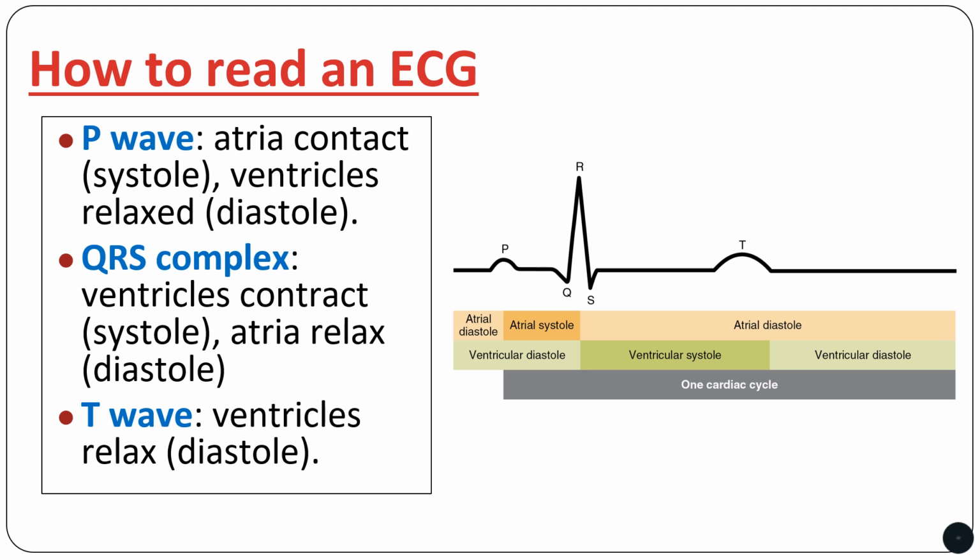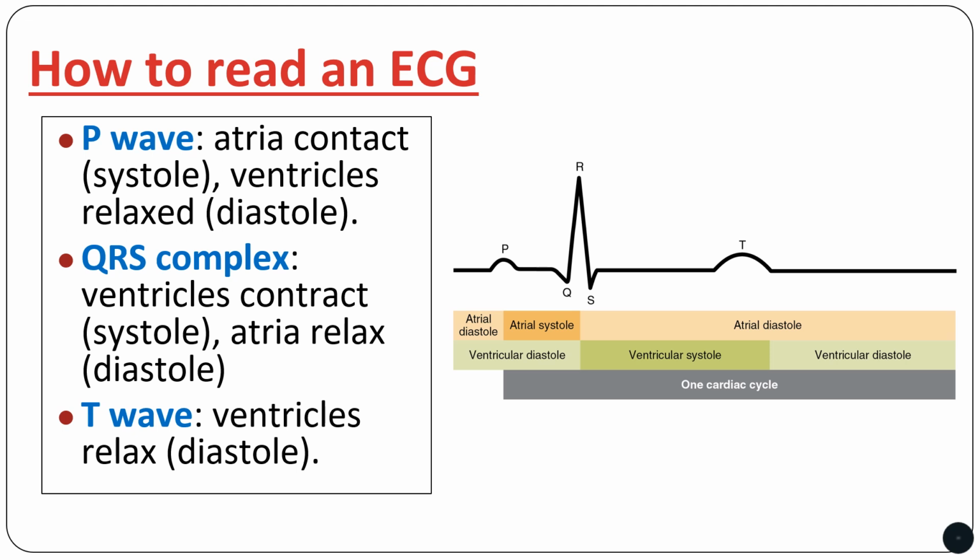When your P wave is showing up on the EKG, that is your atria contracting. We also call this systole. And our ventricles are going to be relaxed at that point. Remember, we call this ventricular diastole. The QRS complex is where your ventricles are contracting. So at that point, your ventricles are in systole and the atria relax, so your atria are in diastole.